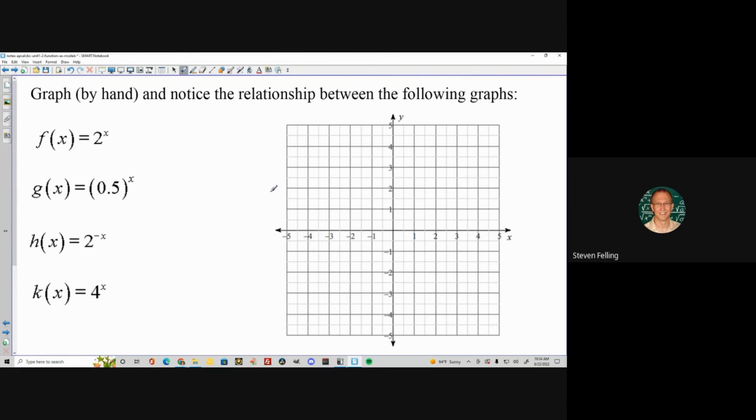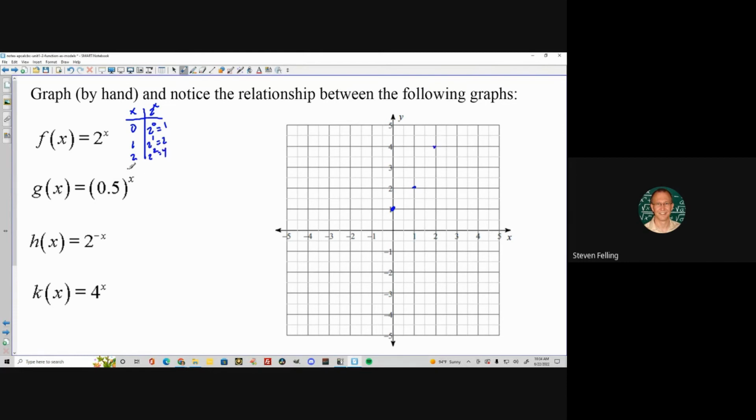Okay, graph by hand each of these and notice the relationship between the following graphs. Okay, so if I want to graph 2 to the x, I'm just going to graph these by making little tables if I have to graph by hand. So if I put 0 in here, 2 to the 0 is 1, right? So 2 to the 0 is 1, that's this. If I put 1 in here, I have 2 to the 1, which is 2. If I put 2 in here, I have 2 to the 2, which is 4.